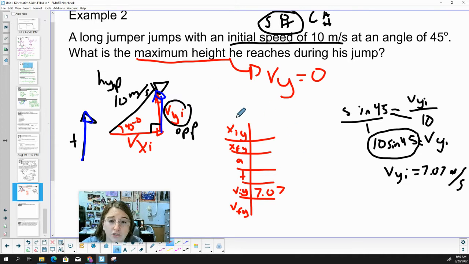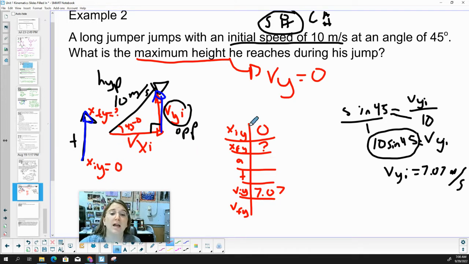Okay, so my x initial, I'm going to go ahead and call that 0, yeah? And it says, what is the max height? So I'm looking for my final height, yeah? And I'm deciding to call my initial height 0. And that works because this is my direction of positive. So here's my x initial y, that's 0. X final y is what I'm looking for, yeah?